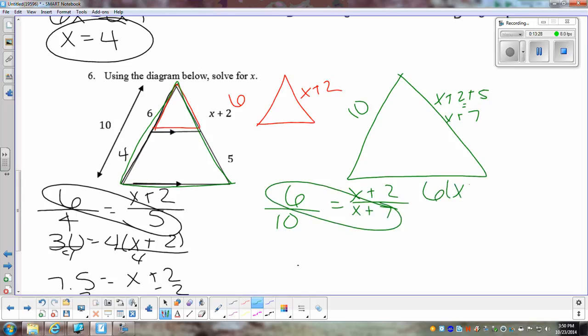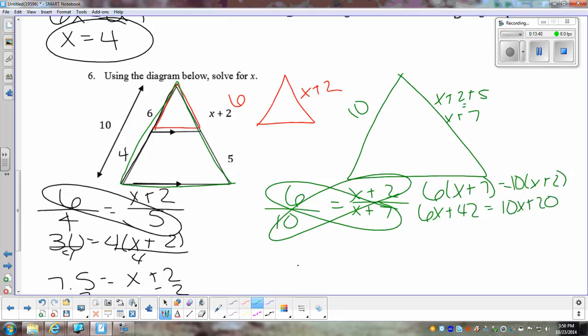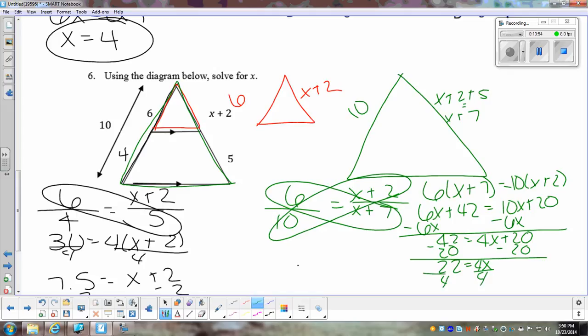Cross multiply. 6 times x plus 7 equals 10 times x plus 2. Distribute: 6x plus 42 equals 10x plus 20. Subtract the 6x. Subtract the 20. 22 equals 4x. Divide by 4. And again, I get x equals 5.5. So either way you want to do this problem, you still get 5.5.